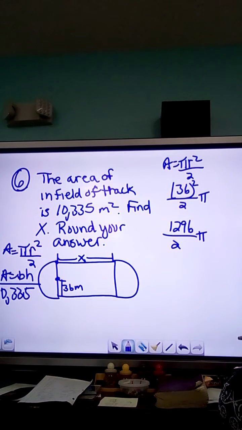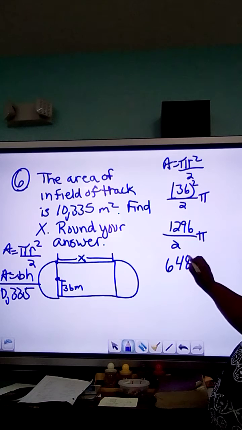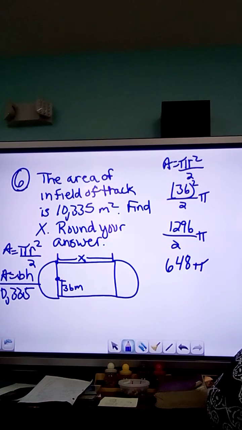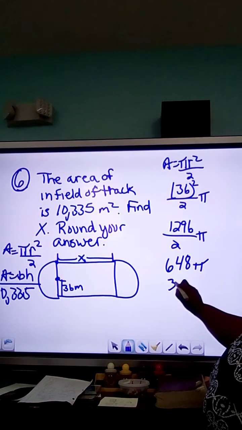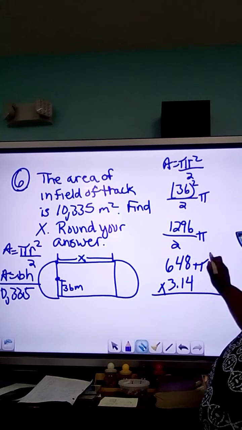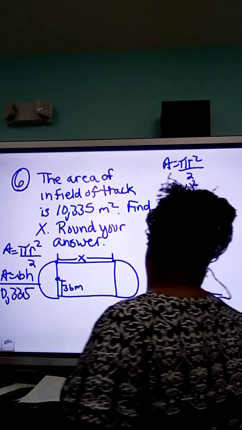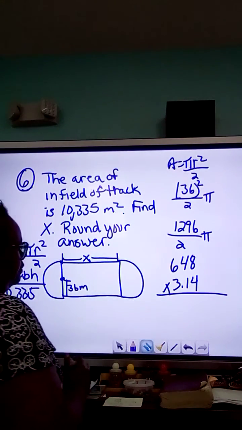All right. 648 is our answer. And we still have pi. So now we take our 648 and multiply it by 3.14. All right, and so we go through our process. I hope I have enough room.